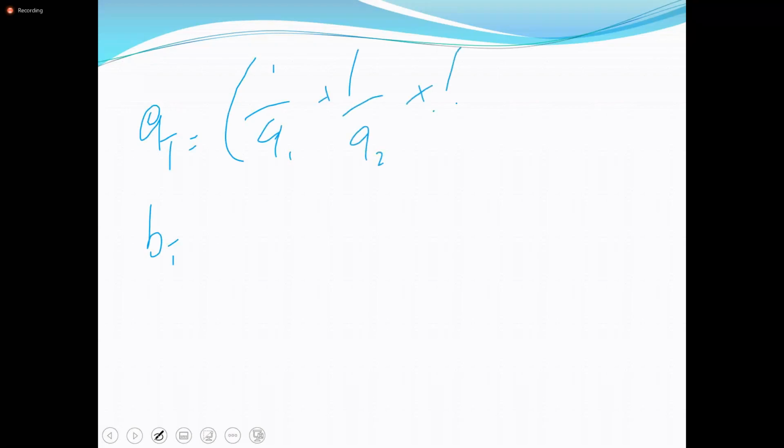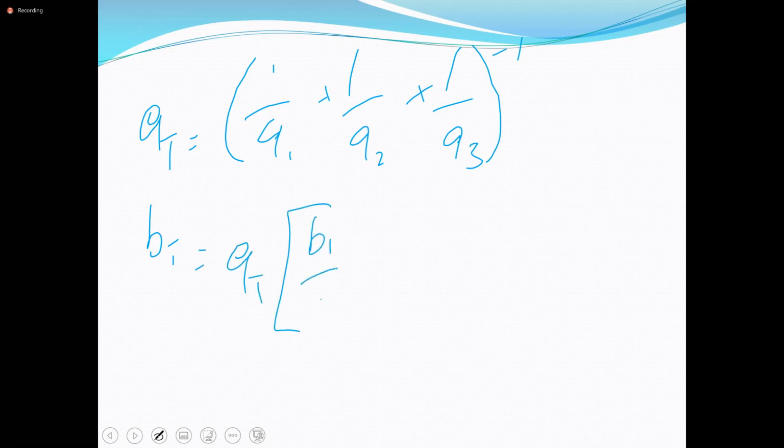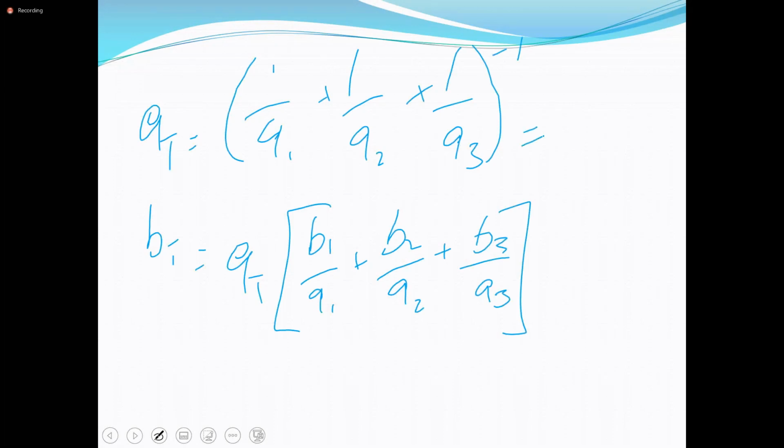Since you now know that you'll be taking power from multiple units, the first thing you're going to do is find AT and BT. AT is the reciprocal of 1 over A1, plus 1 over A2, plus 1 over A3. BT is AT times B1 over A1, plus B2 over A2, plus B3 over A3. Calculate these. I just want the quick values here.